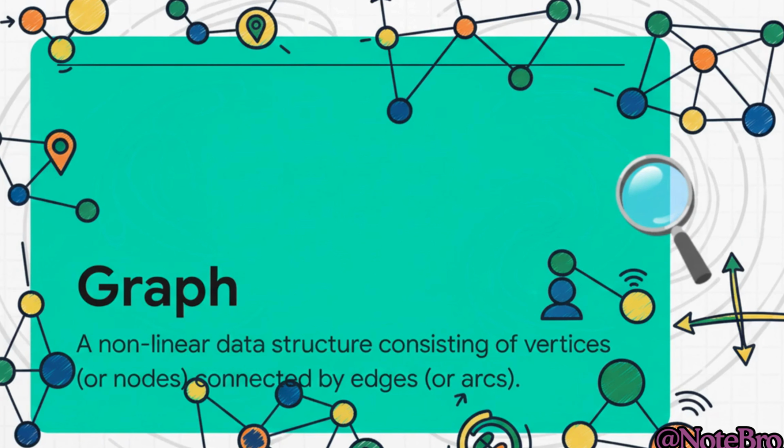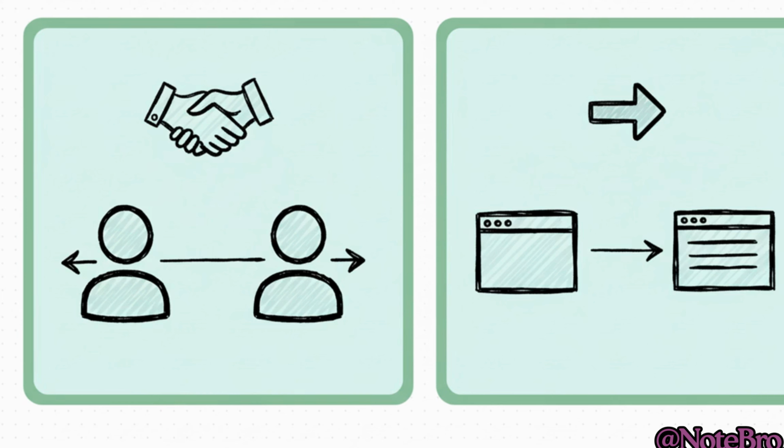Now here's where it gets really clever. We can model all sorts of different relationships just by changing the rules for these edges. An undirected graph, for example, is like a two-way street. Think of a Facebook friendship. If you're friends with someone, they have to be friends with you. The connection goes both ways. But a directed graph, that's a one-way street. Imagine one web page linking to another. Page A can link to page B, but that doesn't mean page B has to link back. This simple little difference between two-way and one-way connections is what makes graphs so unbelievably powerful.